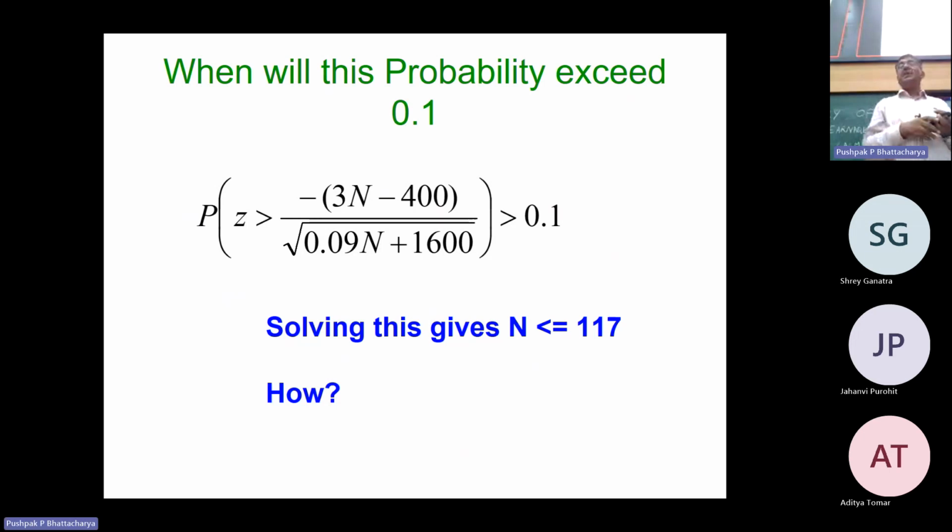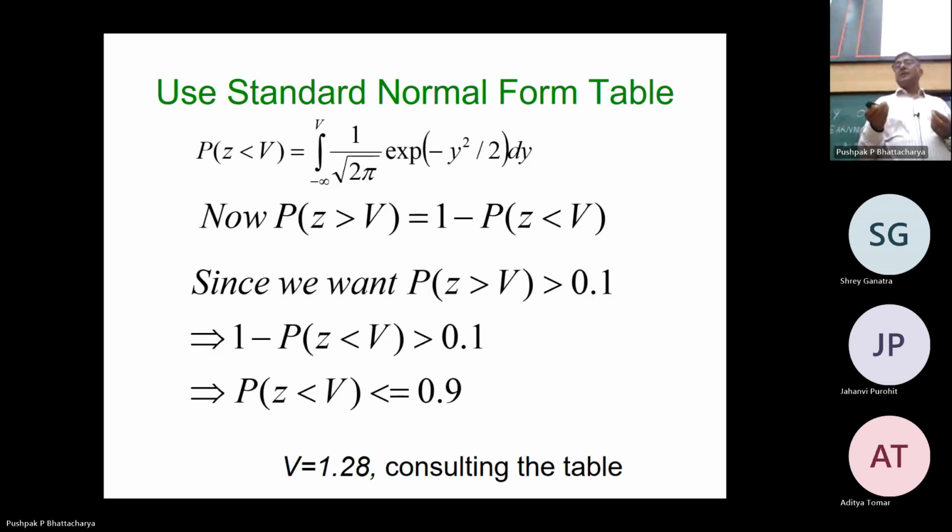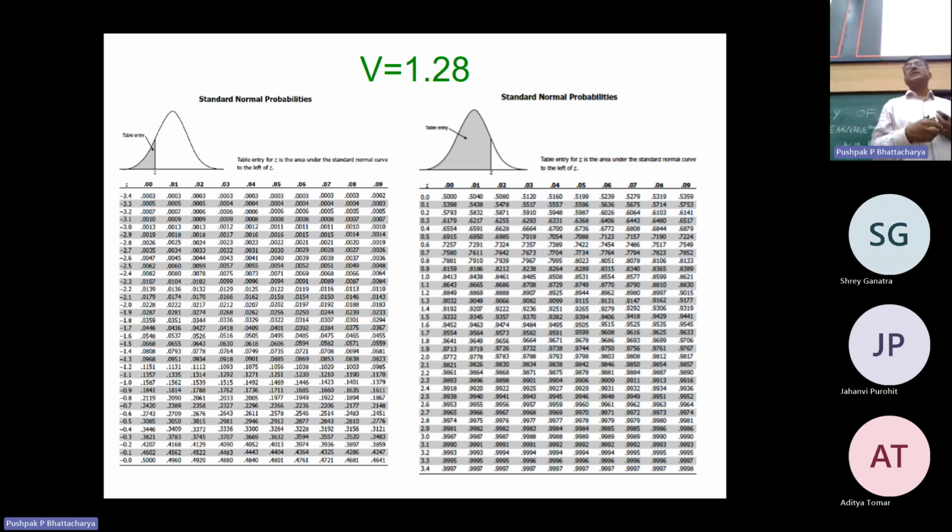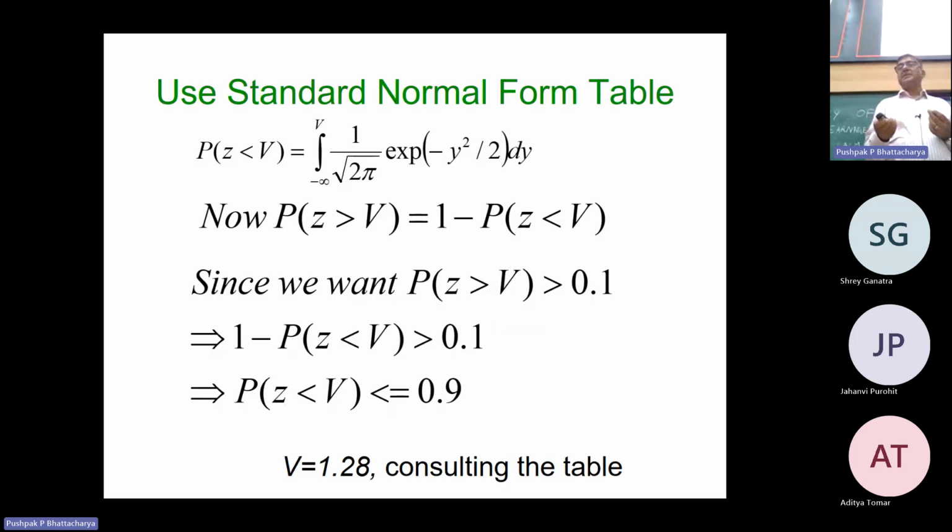Now, the probability of Z becoming greater than this quantity, for what value of n does it exceed 0.1? This is the question. So we are interested in this expression, and solving this will give me n less than or equal to 170. How so? We have to use what is called the Z-score table, because we are interested in this quantity.